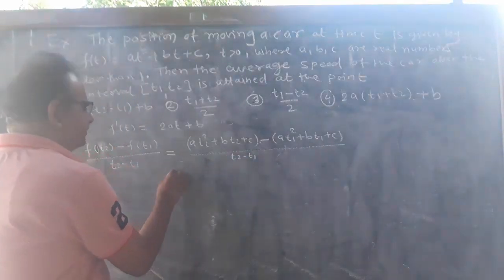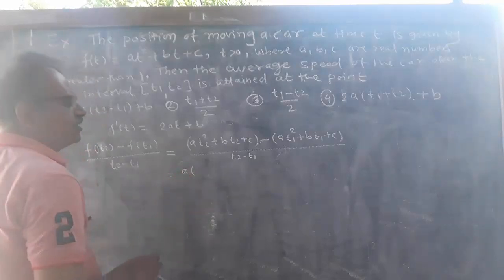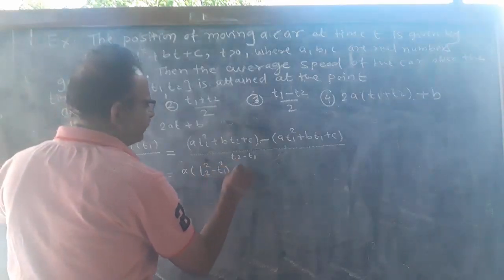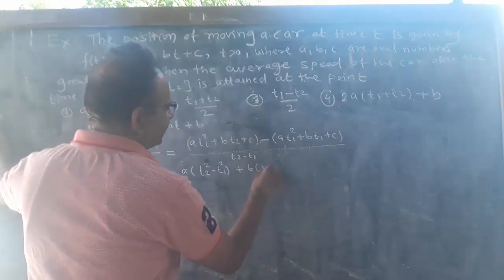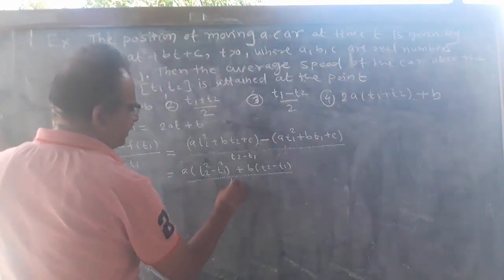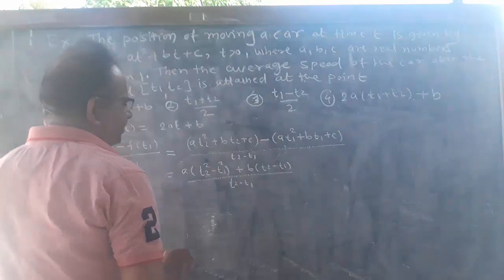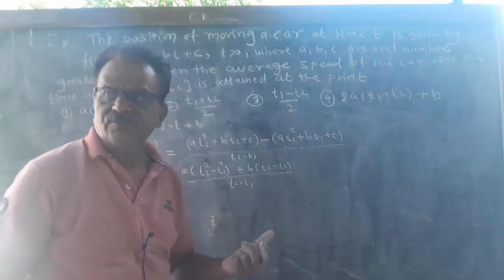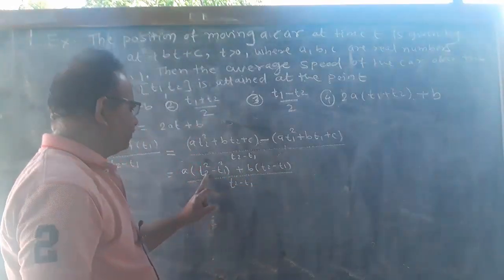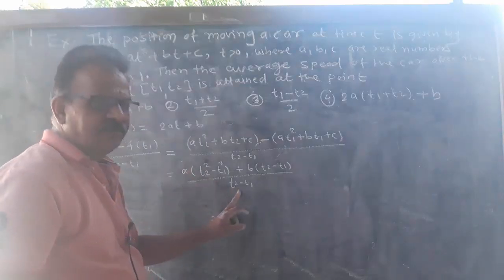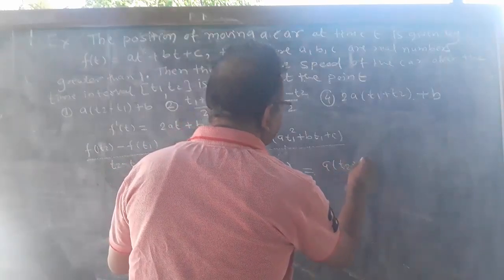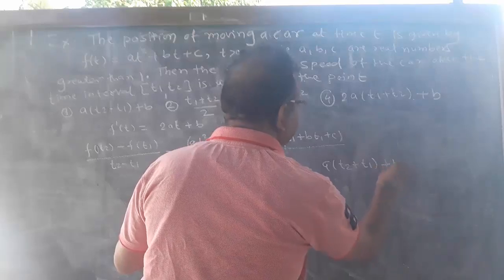Now we shall collect the like terms. We can take a common from the first terms and get t2 square minus t1 square, plus b common from the second terms, t2 minus t1, and c minus c gets cancelled, divided by t2 minus t1. Now t2 square minus t1 square can be expressed as t2 plus t1 times t2 minus t1. Therefore, we can take t2 minus t1 common from both terms, and that will cancel with the denominator, t2 minus t1. This becomes a into t2 plus t1 plus b.